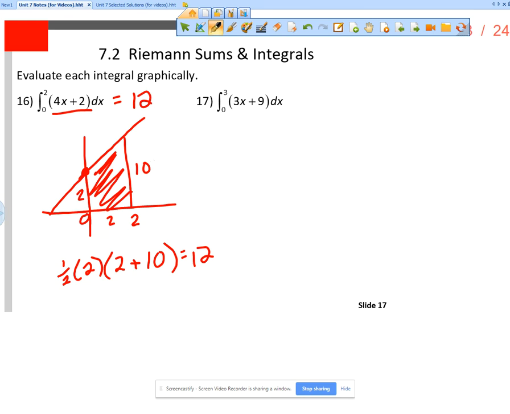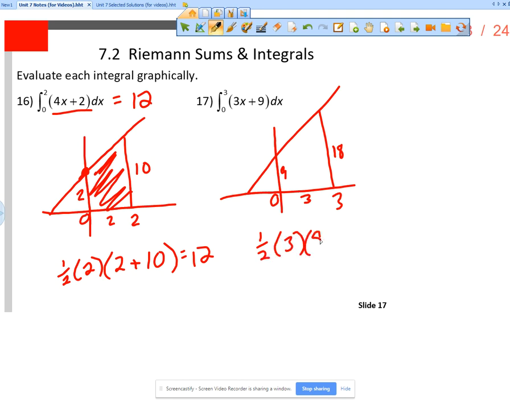All right, next one. Same idea. I have the graph of 3x plus 9, which looks very similar, right? And I want the area from 0 to 3. So 3 units wide. Base 1 is going to be 9. Base 2: 3 times 3 is 9, plus 9 is 18. So half of the width, 3, times 9 plus 18, right? 9 plus 18 is 27, times 3 is 54. So half of 54 is 27.